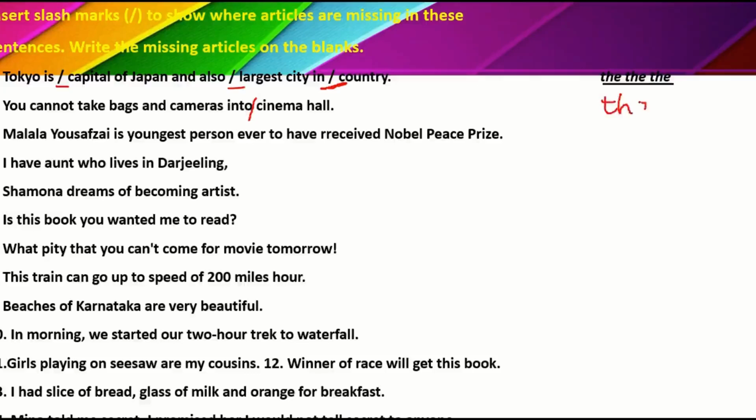You can write the answer here in the textbook. Next, Malala Yousafzai is youngest person ever to have received Nobel Peace Prize. Here you can find that something is missing. Malala Yousafzai is youngest. Youngest is a superlative degree, so we have to use the article "the" in front of it, right? Malala Yousafzai is the youngest person ever to have received Nobel Peace Prize.